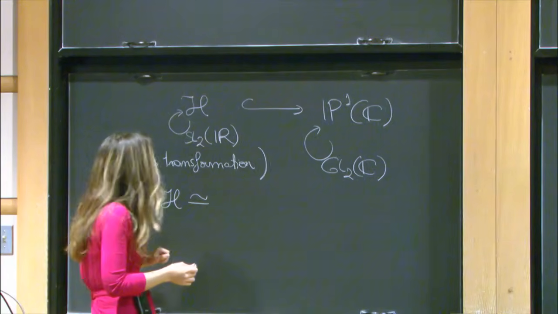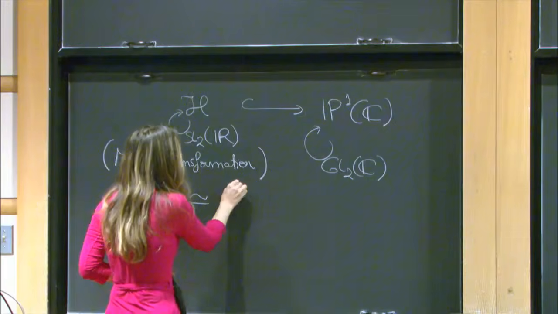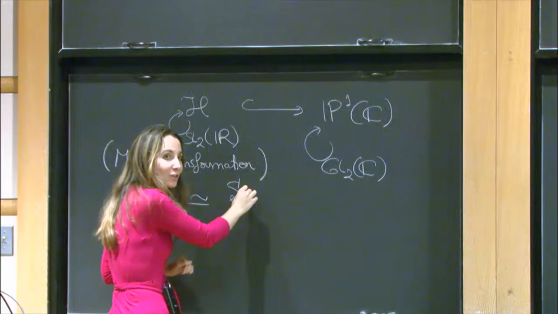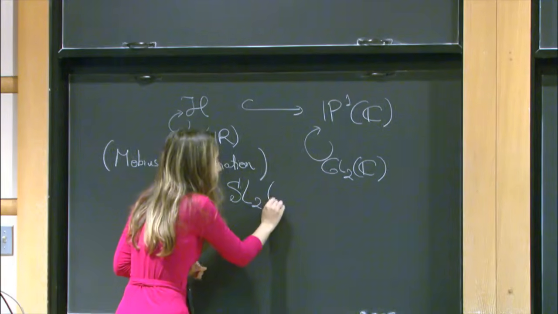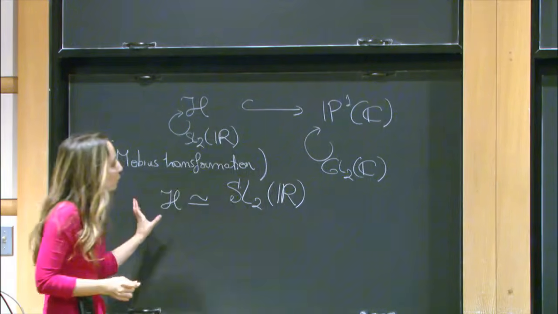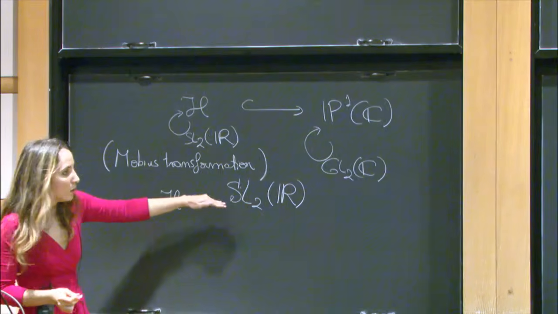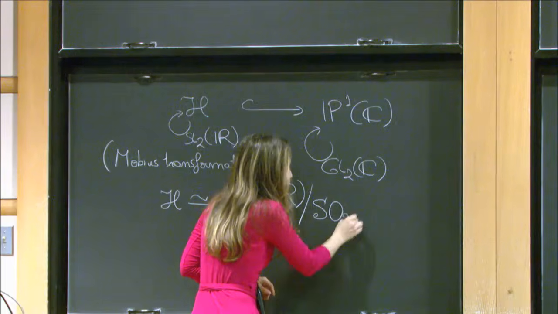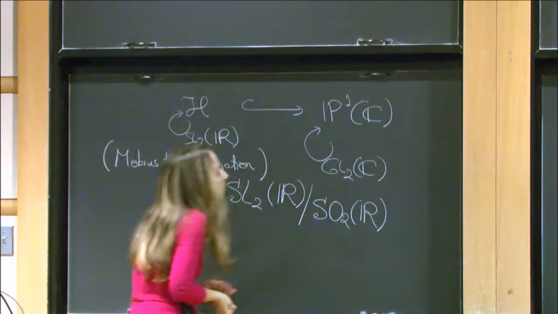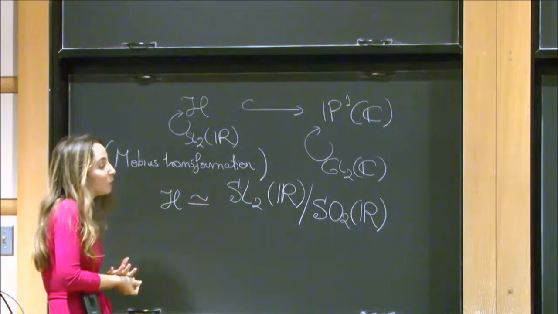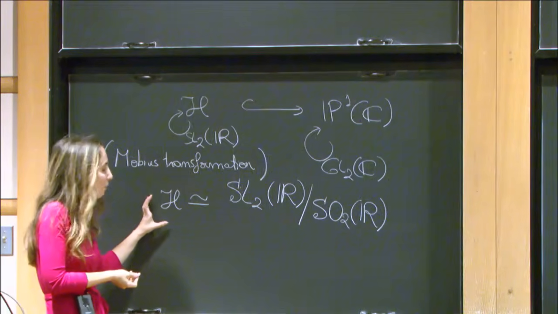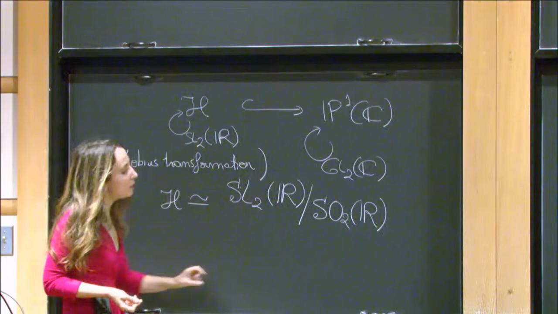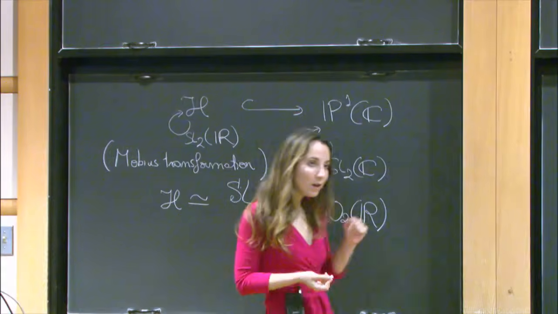you can view H, is there a question? Sorry. You can view H really as a quotient of the real points of the group SL2 by the stabilizer of any one point on the upper half plane. That's the point I. So for example, I could take the point I here. The stabilizer would be SO2R.